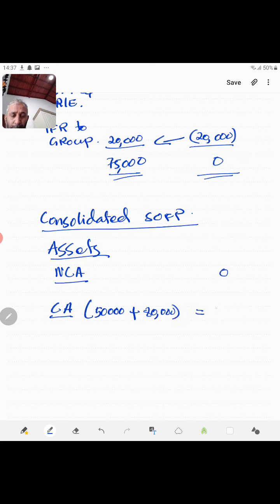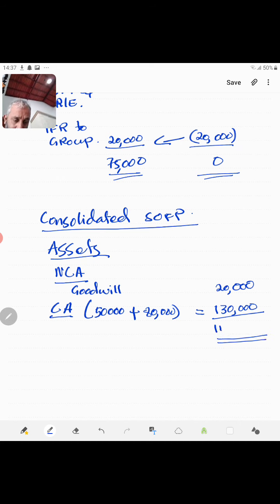So the total will be 130. So now we take this total here, 130,000. Prior to that, there is one additional item that we have to incorporate here, goodwill, which we have calculated, 20,000. So now we can take the total, 150.